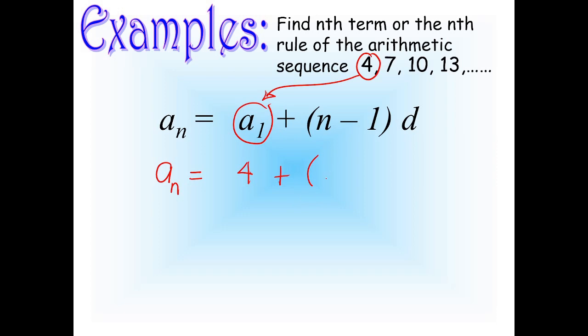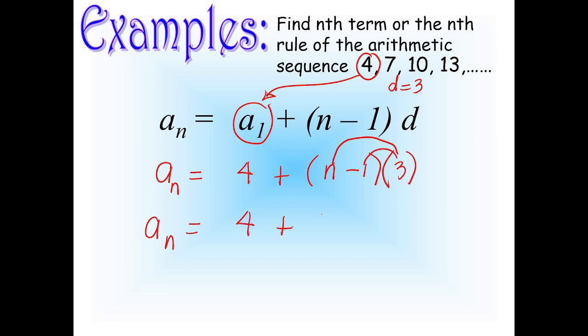Now, we don't know what n is because we're looking for the nth term or the nth rule. So n remains the same, minus 1, times the common difference. Take note, the common difference is plus 3. Now, you distribute. Since we cannot subtract n and 1, we distribute 3: 3 times n and 3 times 1. So we'll bring down 4 plus, this is now 3n minus 3.